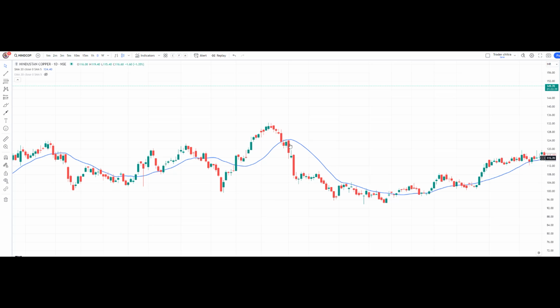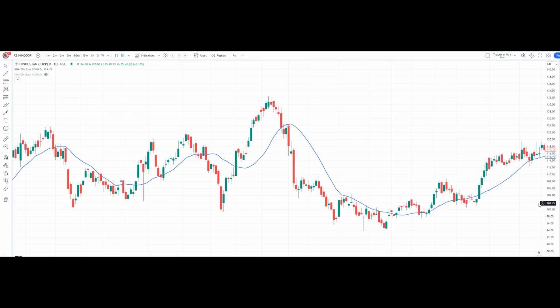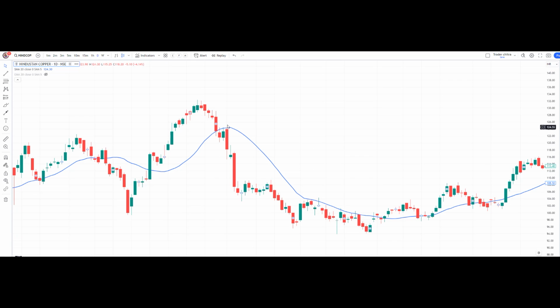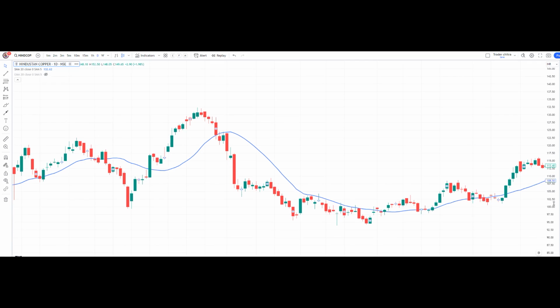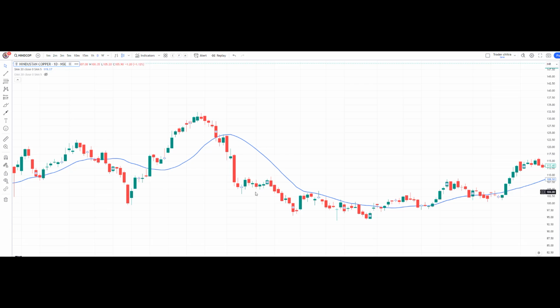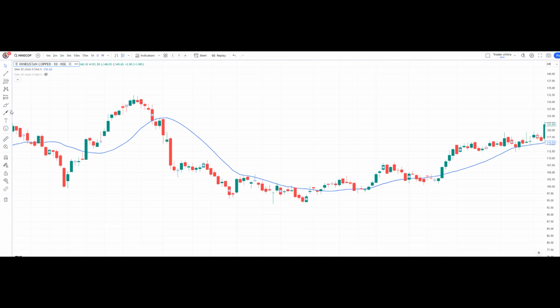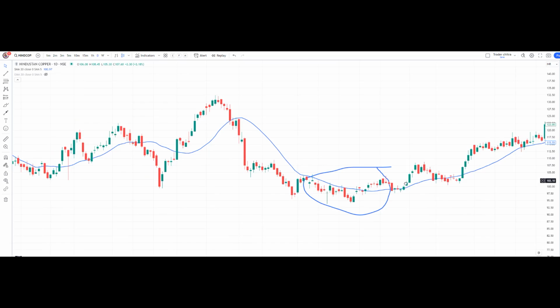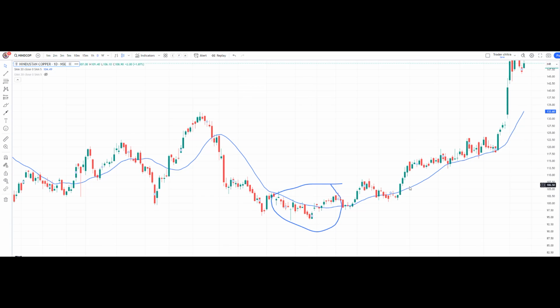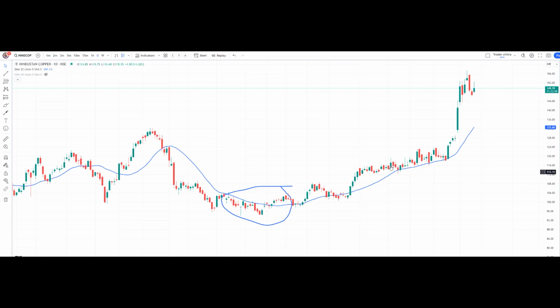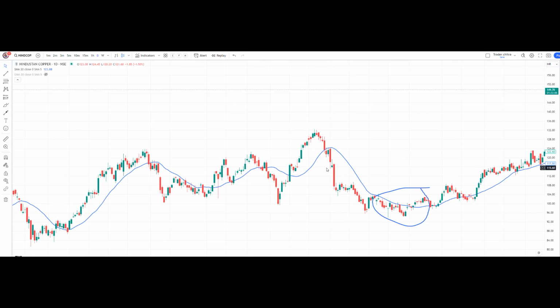This is Hindustan Copper. Here we can see that the SMA is acting as a resistance zone, because price is not able to break this particular level. After that, we got the rejection. So below this, the trend is bearish. After that, the price is in a consolidation phase in this zone. Again, price took support at the SMA, and after that, now the trend is bullish. So this is how we have to identify whether the trend is bullish or bearish using the SMA.